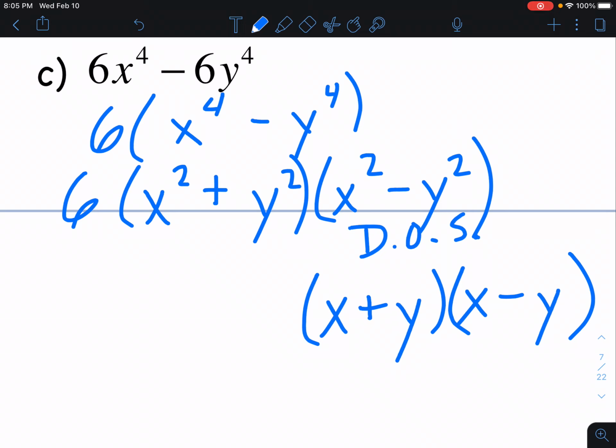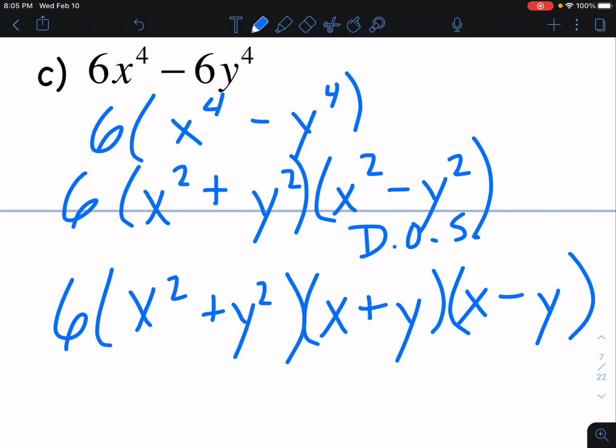Now, if you look at this one right here, a lot of people think that's a difference of squares also, but it's actually not. The reason it's not a difference of squares is because there's a plus sign in between. So not difference of squares, so that actually, along with the 6, drops down. And there's my answer.